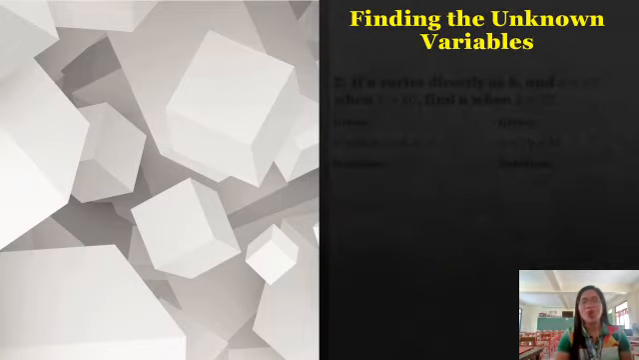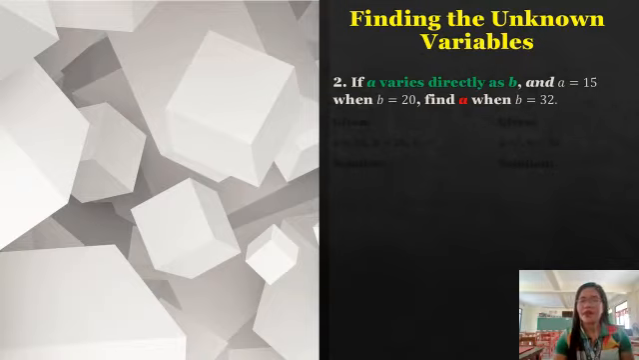Next, finding the unknown variables. If a varies directly as b and a equals 15 when b equals 20, find a when b equals 32. Now, what did you notice? Try to compare this to our first example. Example number 2 is more complicated than number 1, because in number 2 we have two unknowns. First we look for the constant, and the next is the value of a. So we have two sets of given.